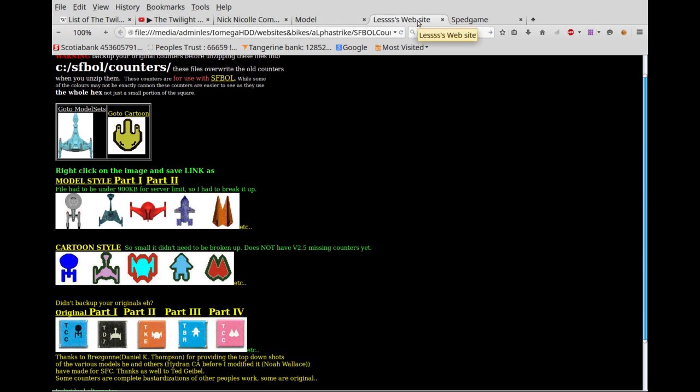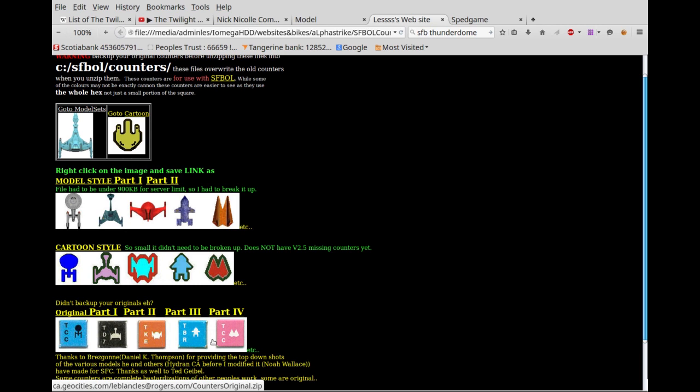Now, one of the things I used to do for Starfleet Battles Online is I would make alternate counter sets. In version 2 and version 3 of the game for a while, you were allowed to use your own counter sets. And then all of a sudden Steve Cole got really uppity for some reason and decided to only allow the official counters. But anyway, this is what the counters would look like.